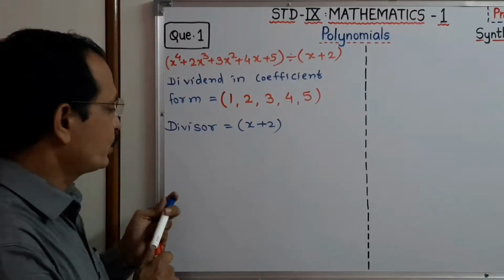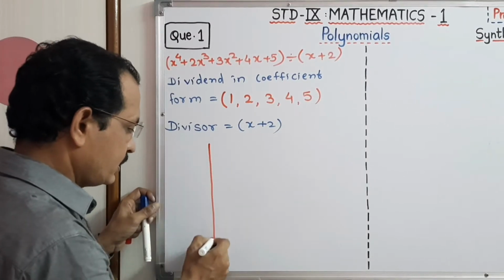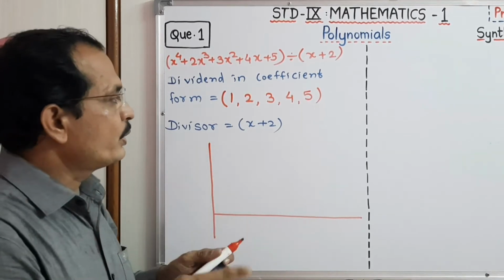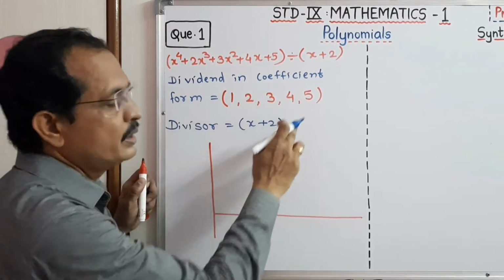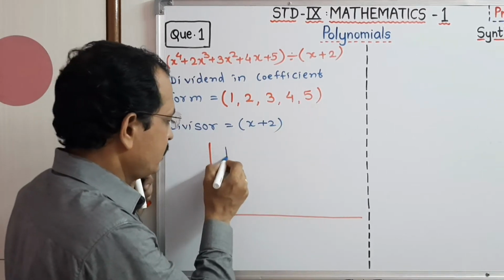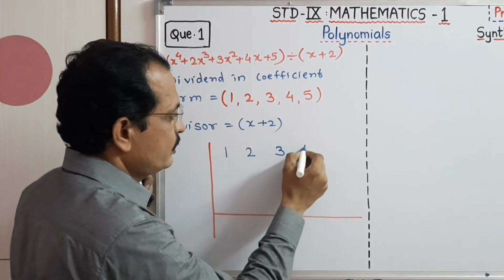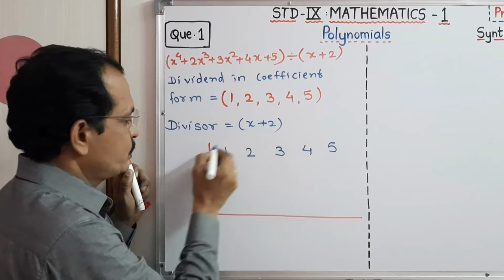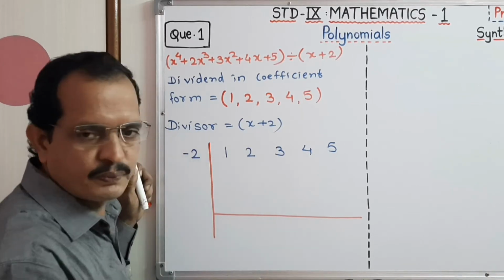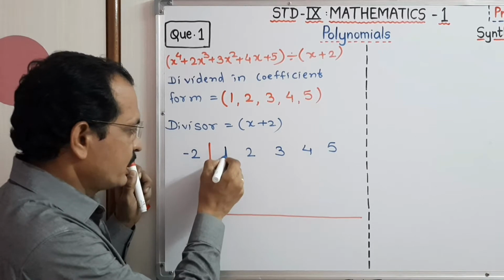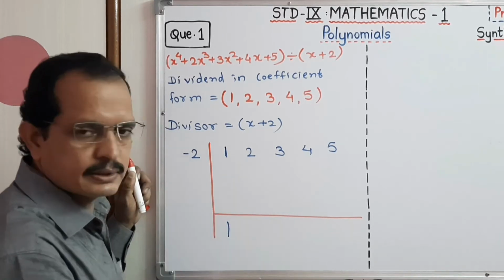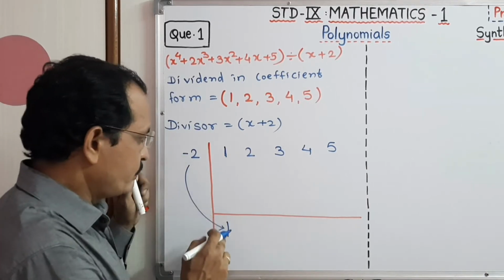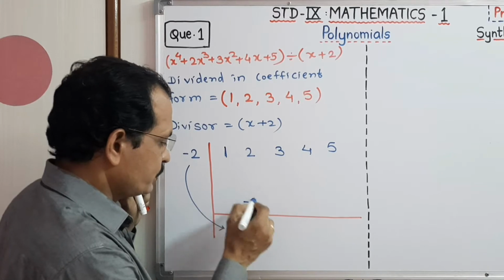Now see here what we have to do. We have to write a vertical line here. In this first row, what we have to write? Coefficient form of the dividend: 1, 2, 3, 4 and 5. On this side, instead of this plus 2, we have to write minus 2. Yes student, this 1 we have to carry here as it is. Multiply this minus 2 with 1, it is minus 2.